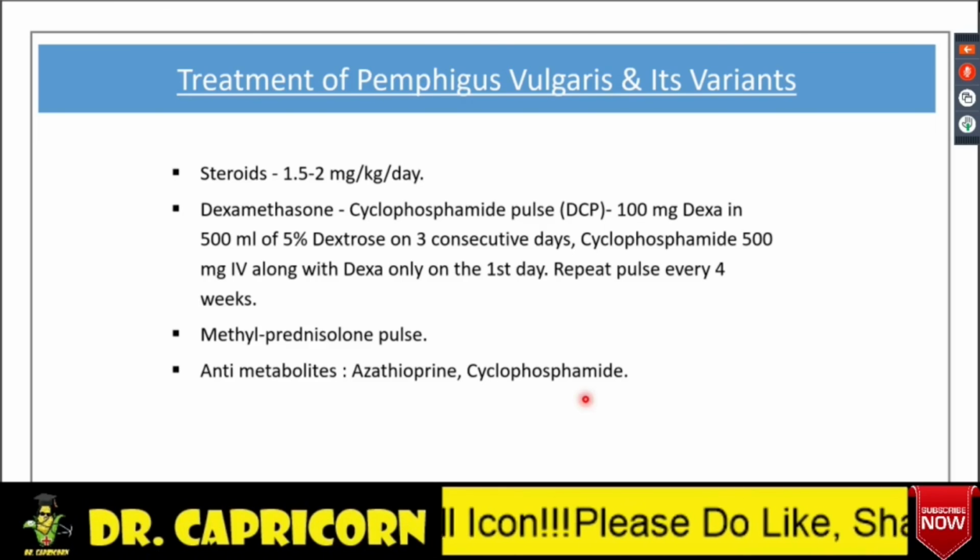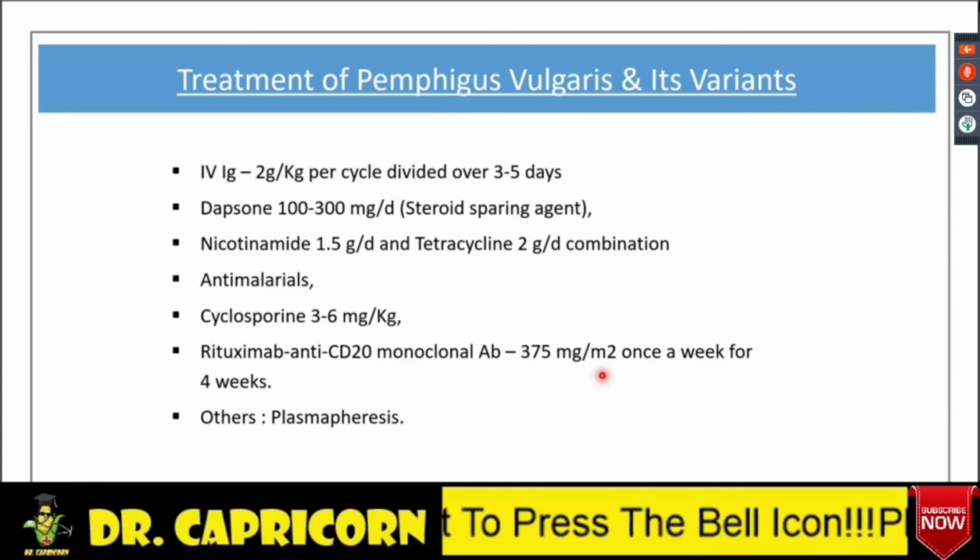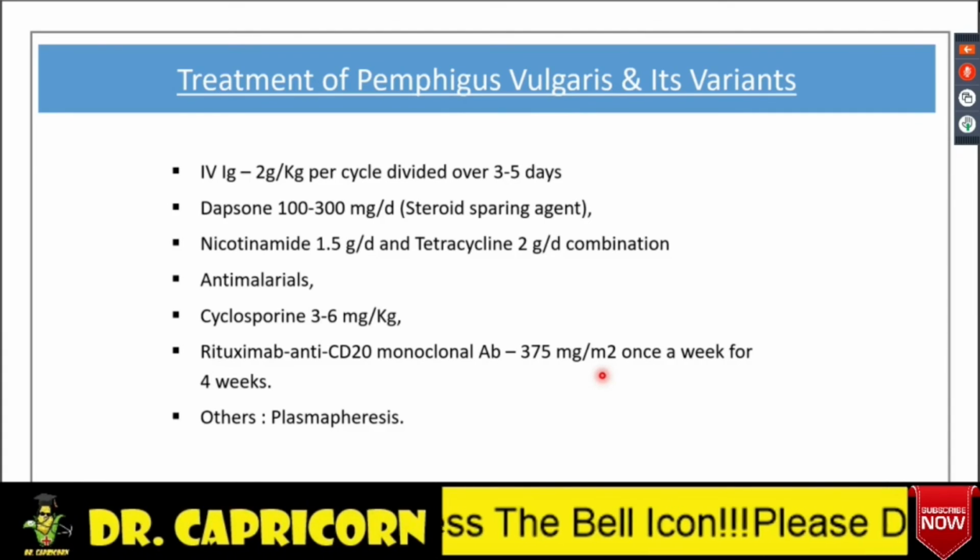Then other treatment modalities are antimetabolites and immunosuppressants like azathioprine and cyclophosphamide, which are very commonly used in the treatment of pemphigus vulgaris. Generally, the protocol is you start the steroids with steroid-sparing agents, which are the immunosuppressants like azathioprine or cyclophosphamide. Azathioprine is preferred. Once the disease is controlled, you continue with azathioprine and stop the steroids. Then there is another modality called IVIG, intravenous immunoglobulins, which can be given 2 grams per kg per cycle divided over 3 to 5 days.